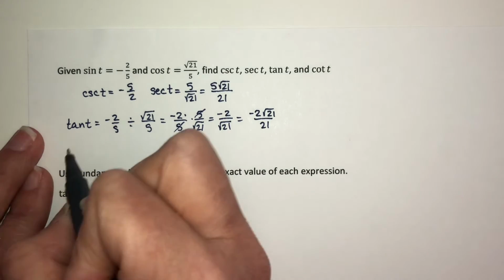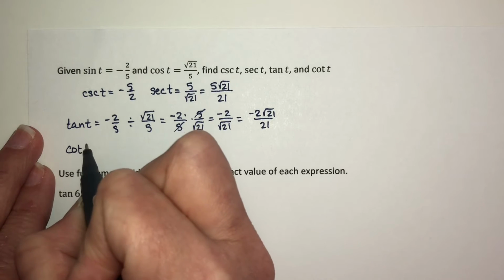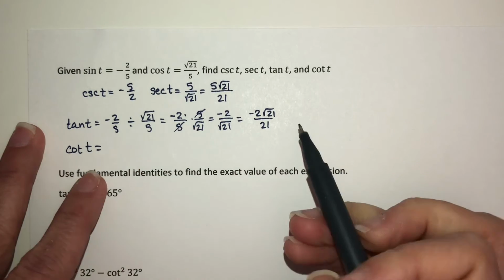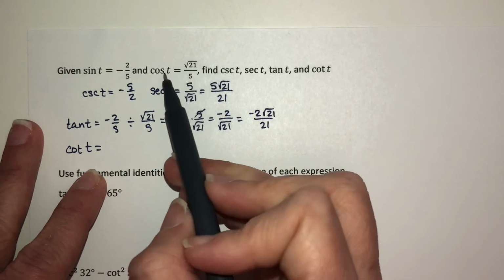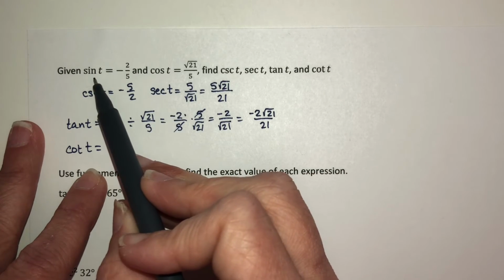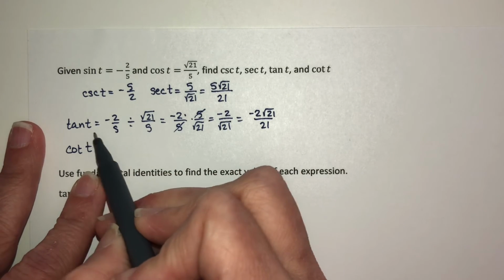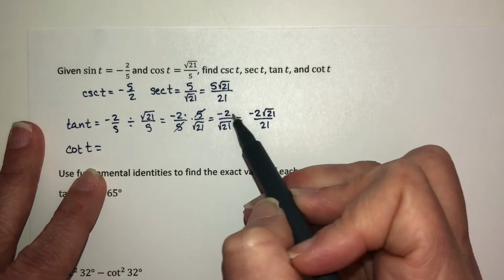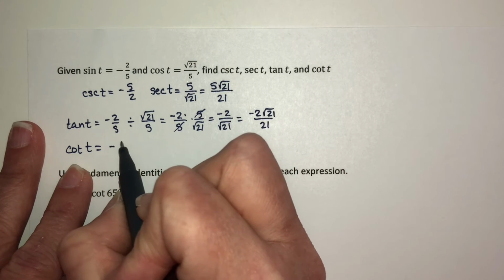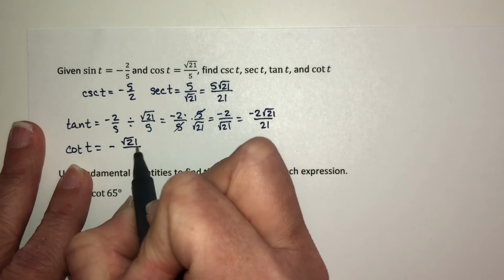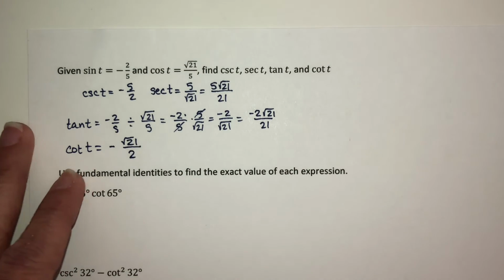And then for cotangent, you can either figure out cosine divided by sine, or you can find the reciprocal of your tangent, and I'm going here before we rationalize, and that's going to give me the square root of 21 over 2 negative.